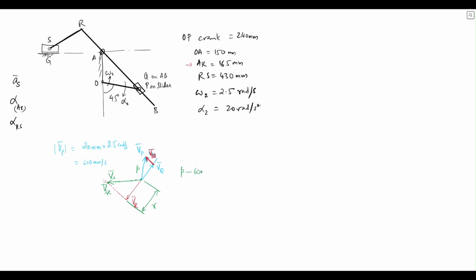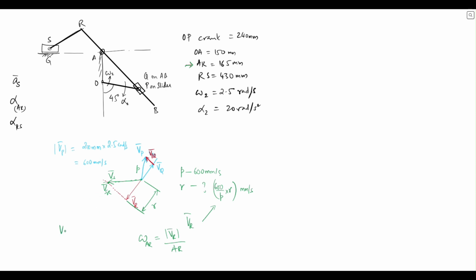If p is 600 millimeters per second, then R equals what? So we can answer this question. We can simply say that this is equal to 600 divided by p times r, that's the millimeters per second value of the velocity V of R. So once we get V of R, we can divide that. Omega of AR should be equal to the V of R magnitude divided by AR. AR we know is 165 millimeters. So from there we can find out the omega of AR.